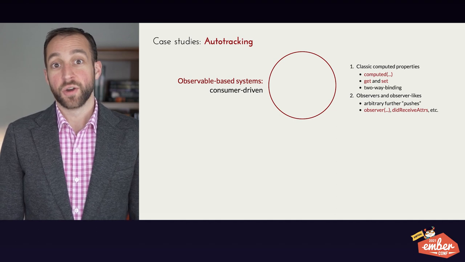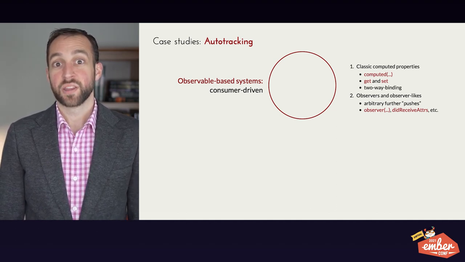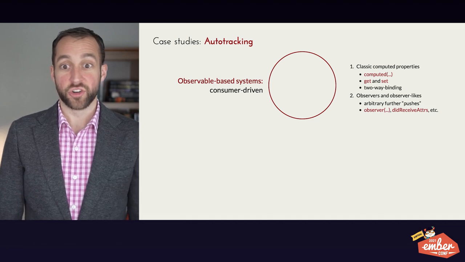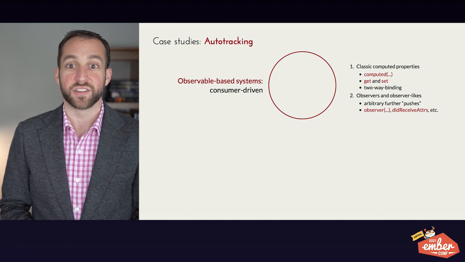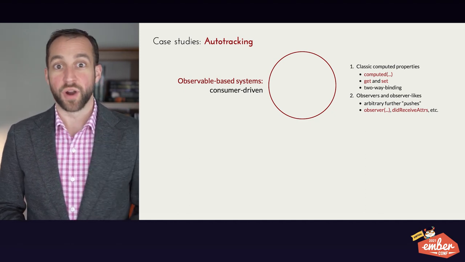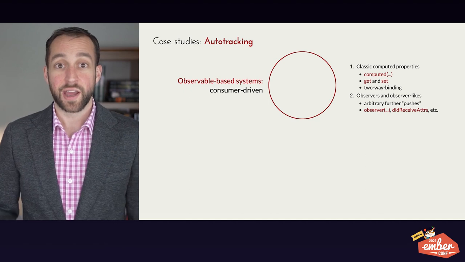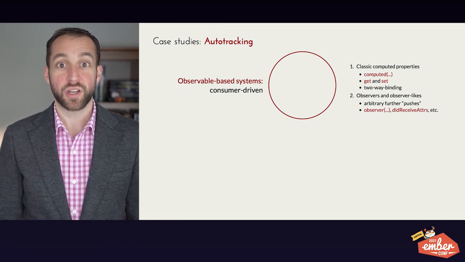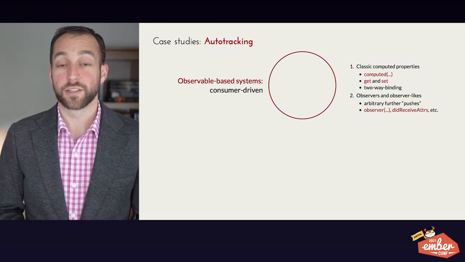The second part is that we also had observers and observer-like lifecycle methods. These chain on top of that original problem and allow us to create arbitrary further pushes of reactivity into the system. So I watch that property. I've made it reactive by marking it as a dependent key and using this.set to push into it. And now whenever it changes, I can trigger further this.sets.